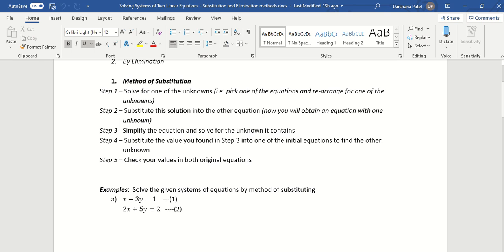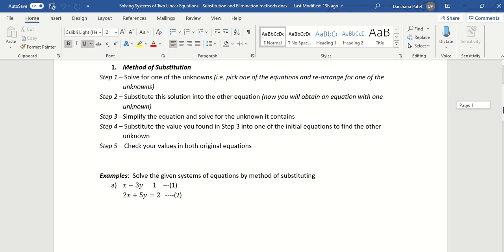So now we have a solution for one of the variables. Then we substitute that back into one of the initial equations, and see what we get for the other unknown or variable. Once we have a solution for both variables, we check them in the original equations to see if our solution is correct.